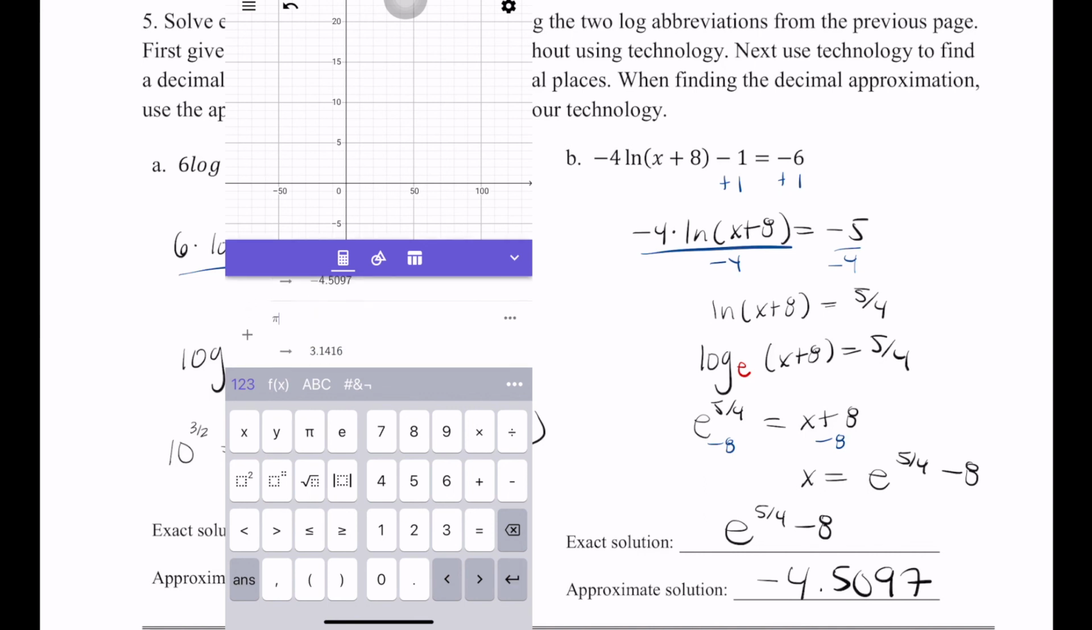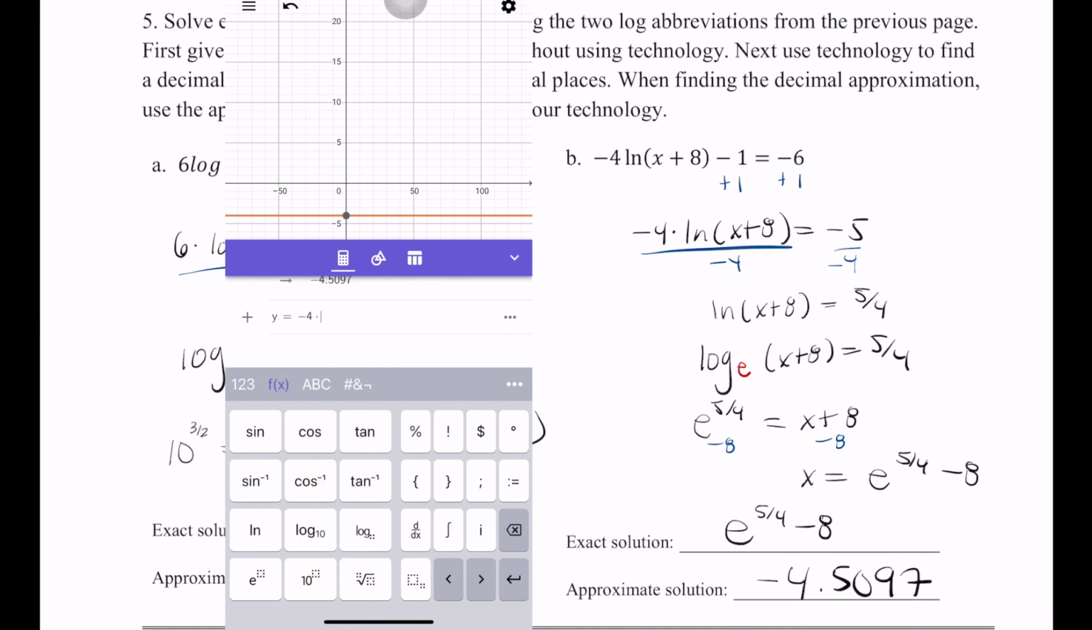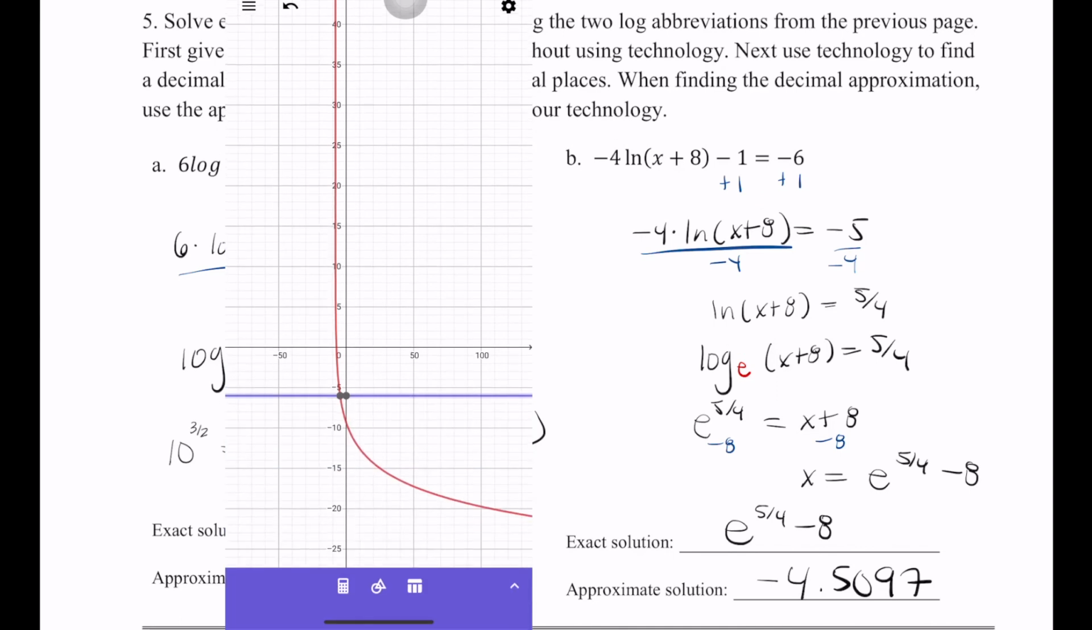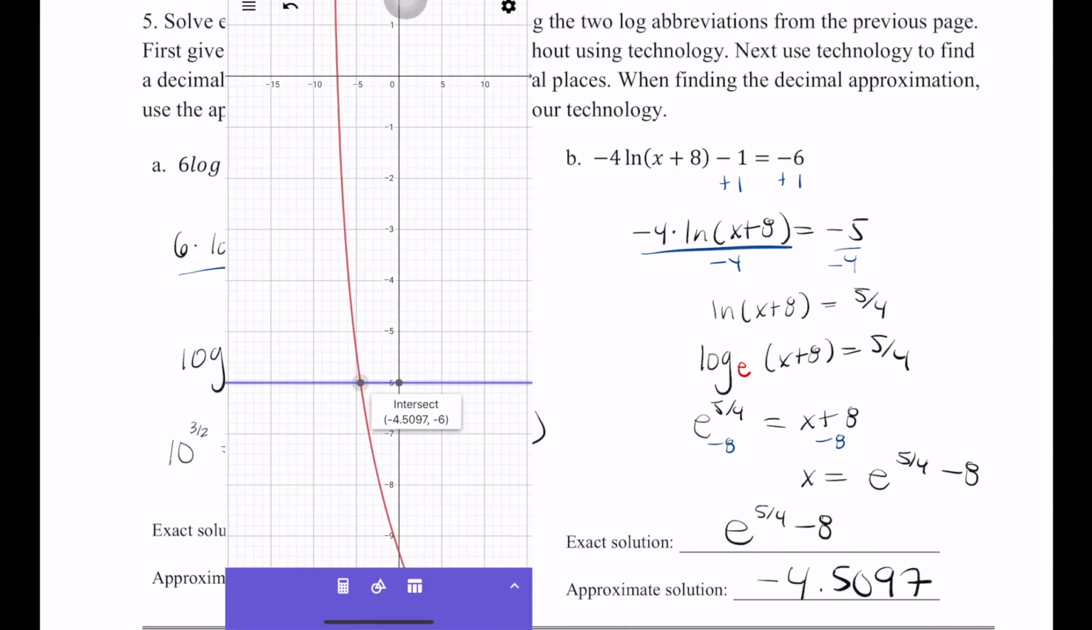So now let's do the same thing again. I'm going to type in y, not pi, y equals negative 4 times, and now under my functions, I'm going to type in ln, and then inside x plus 8, finally subtract 1. And that's in red. So this entire left-hand side here is in red. And then I'm also going to type in y equals negative 6. And that's in purple. So this entire right-hand side is in purple. Let's hide that. And my intersection is right here. And if I tap that, I get the same answer that we figured out algebraically.